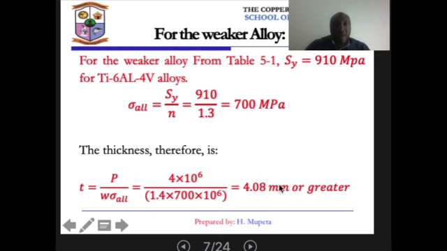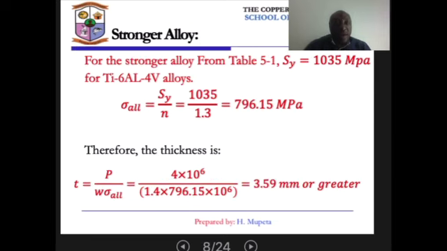So that is for the weaker alloy. We now go to the stronger alloy. From table 5.1, we saw that the yield strength of the stronger alloy is 1035 megapascal. We can get the stress using the same procedure as for the weaker alloy, where we have the yield strength of the material divided by the factor of safety, and this gives us 796 megapascal as the stress. And from here we can get the thickness.